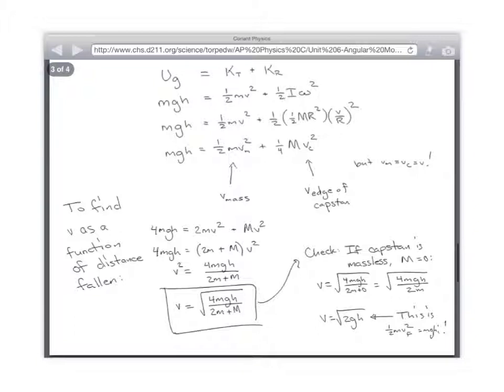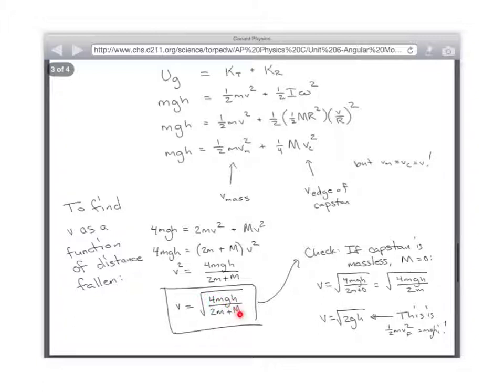All right. Now, if the capstan didn't have any mass, how much energy would it have? None. So where would all the energy go? Into the 1/2 mv squared of the hanging mass. So if the capstan had no mass, what would it do to this equation? If this were 0, what would happen? It would just be square root of 2gh.